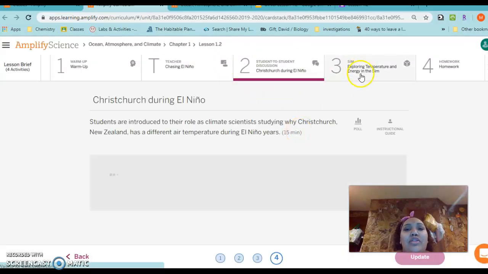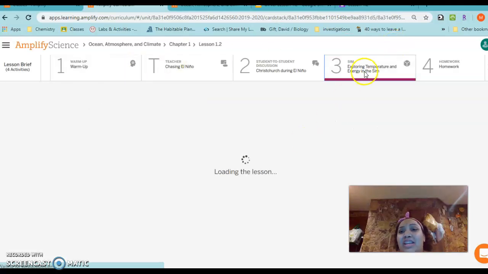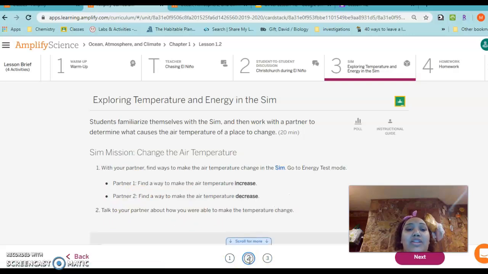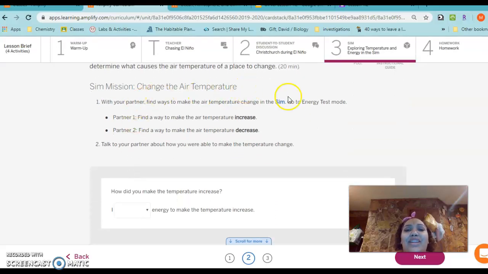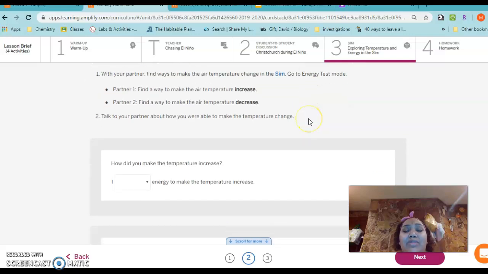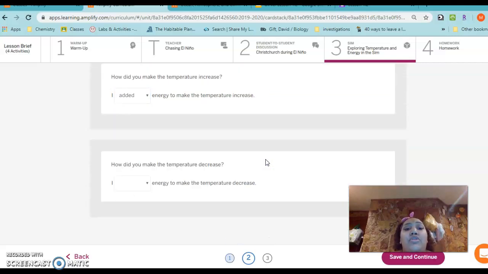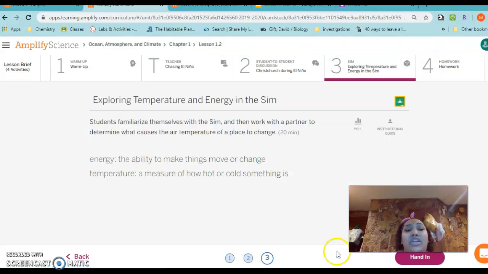Here we go. So I'm on task 3, which is exploring the simulation, and we've done this first part together. So that's all done. Our second part is to find ways to make the air temperature change in the simulation. Ms. Jackson did increase, and of course you're going to do decrease. So how did I make the temperature increase? Well, I added energy to make it increase. You are also going to answer, how did you make the temperature decrease? And then once you answer both of those questions, you're going to hit save and continue.